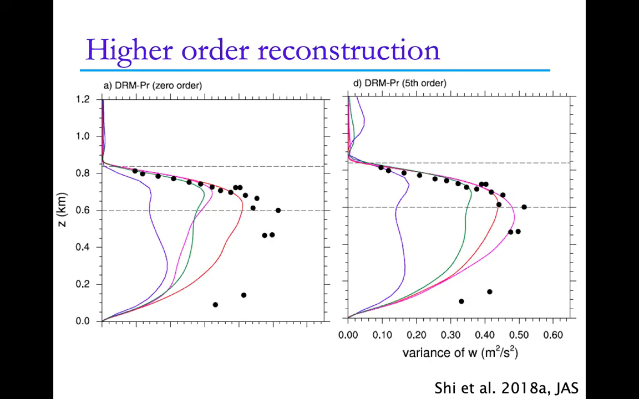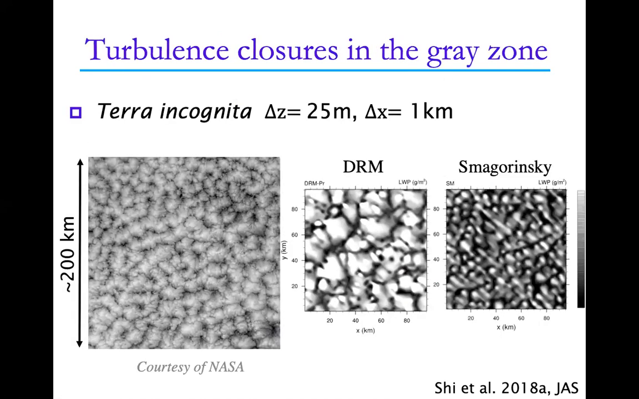Okay, so next we said, let's take a look at what happens in the gray zone. So all of these simulations were sort of the standard resolution. We were looking at different resolutions in the vertical and different closures, but now what happens in the gray zone?